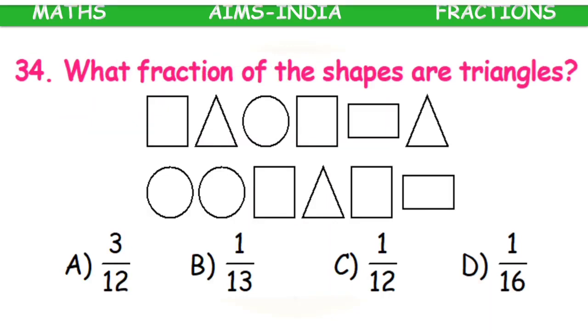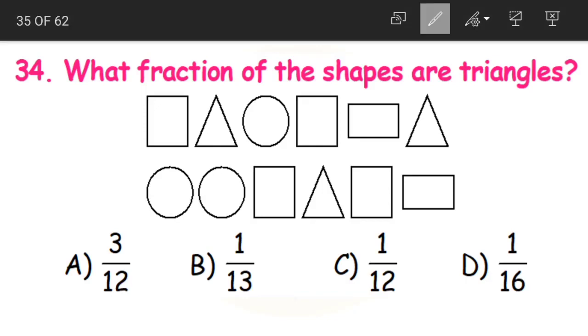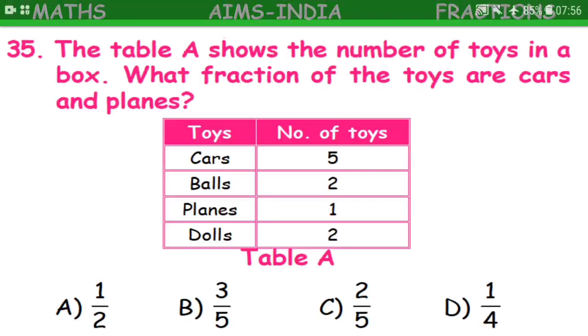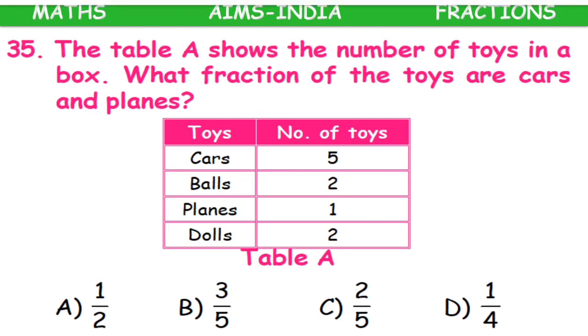Next, what fraction of the shapes are triangles? Now what should we do? First count the number of triangles. 1, 2, 3. 3 divided by, now let us count the total number of shapes. 1, 2, 3, 4, 5, 6, 7, 8, 9, 10, 11, 12. So 12 becomes our denominator. What is the fraction, children? 3/12. Option A, 3/12 is our correct answer.